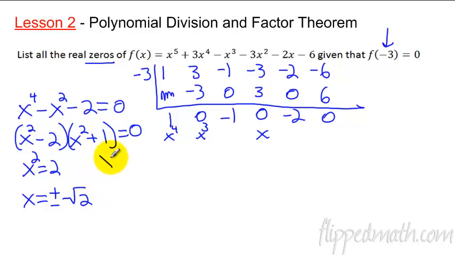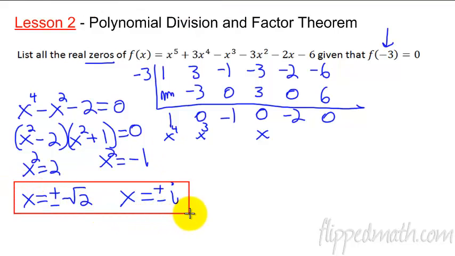And then this one here, we'll get x squared equals negative 1. Take the square root of both sides. x equals plus or minus i. And there we go. There's all the zeros. And we could also list negative 3, because negative 3, I guess, is also a 0 from the beginning, which we gave it. But these are the new ones that we're looking for.